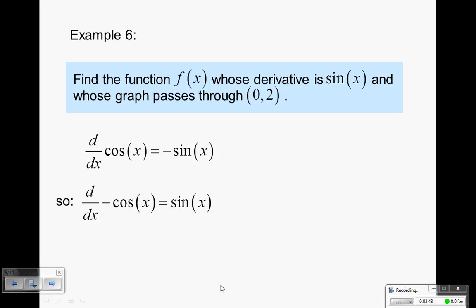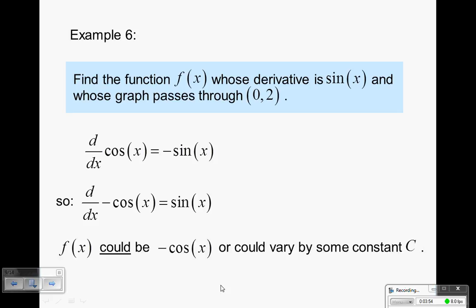Now we want to force that graph of negative cosine x to go through the point (0, 2). Without that value (0, 2), we don't know what that constant would be.